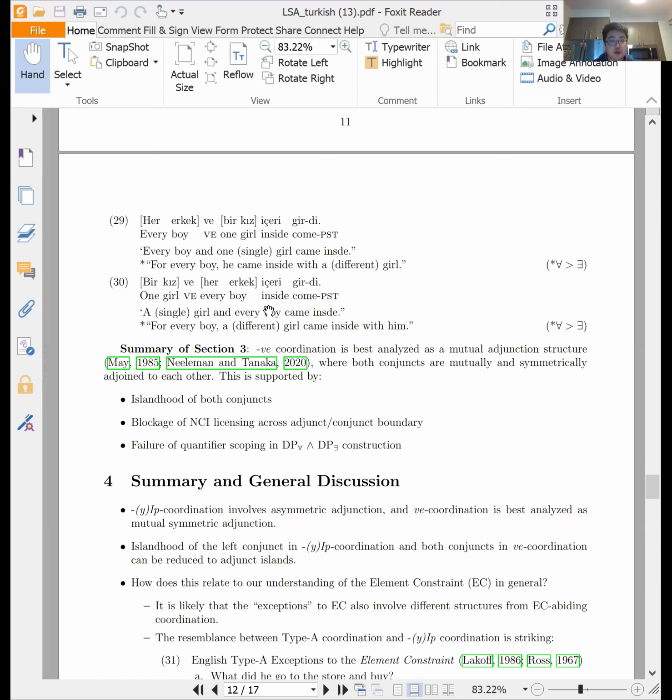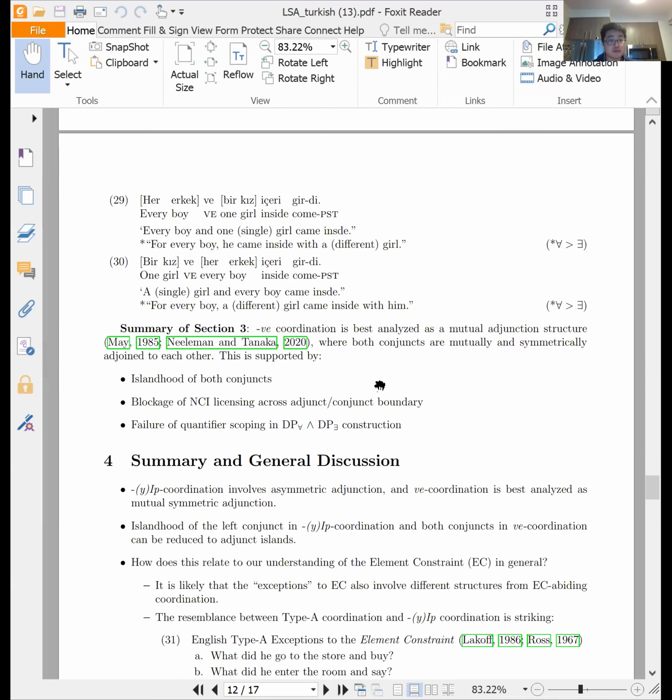A similar pattern is shown if we reverse the order of the conjuncts. The right conjunct can also not scope over the left conjunct. That's shown in 30. So the prediction bears out. Quantifier scoping relation does not hold between the two conjuncts, even though it seems that there should be some c-commanding relation. There isn't.